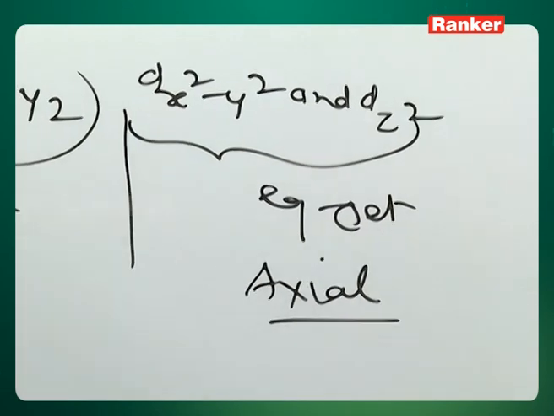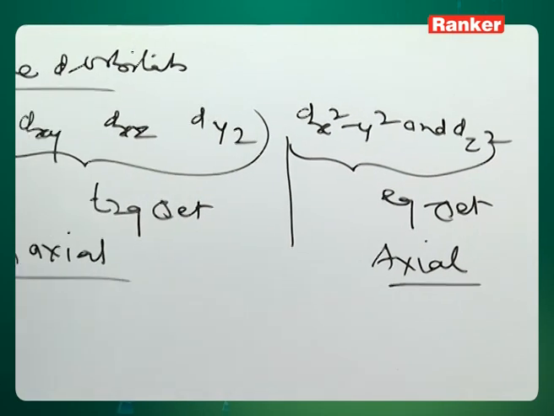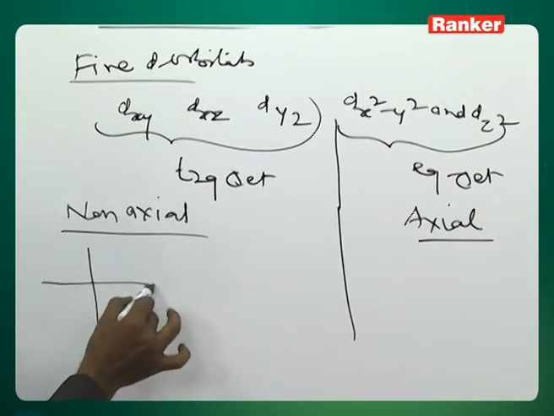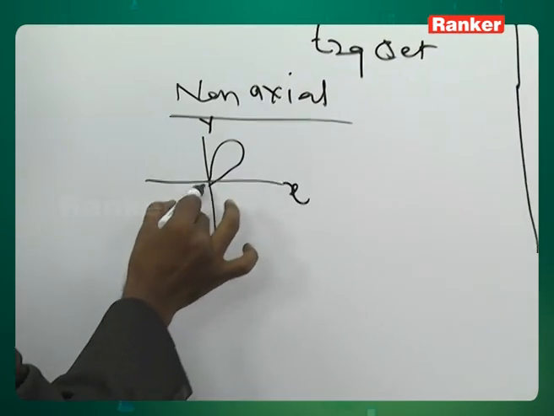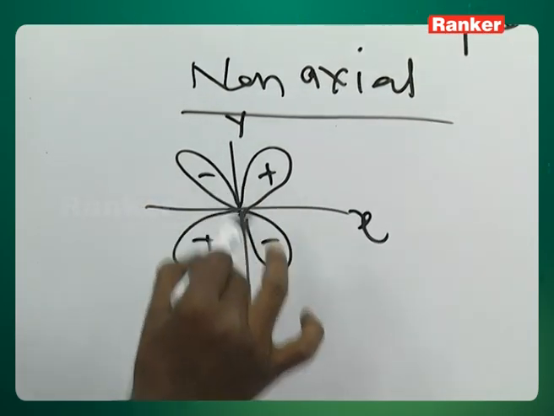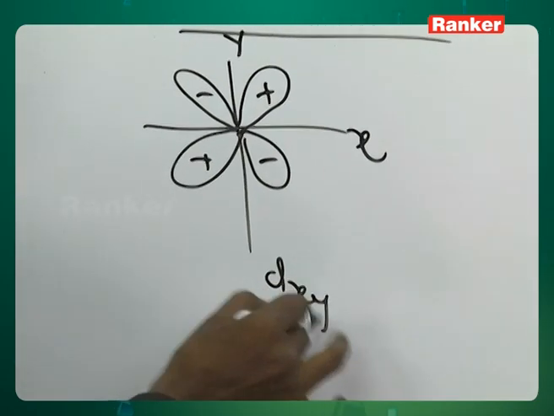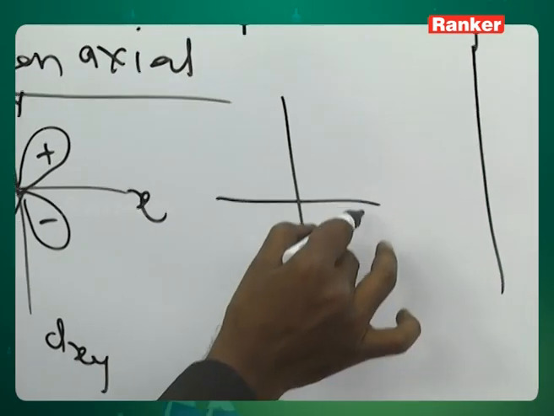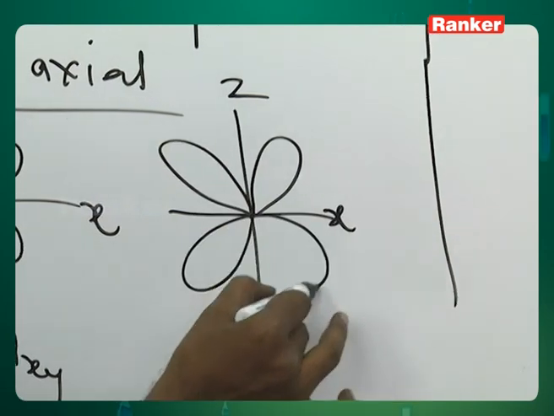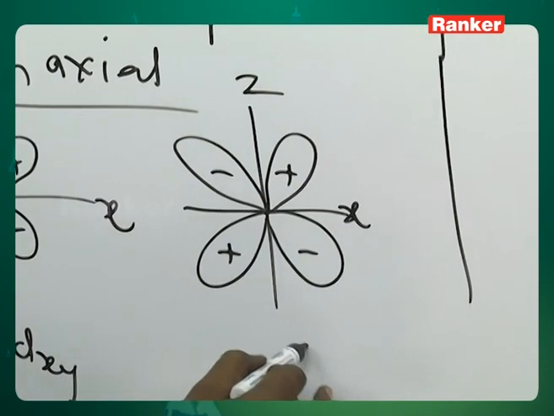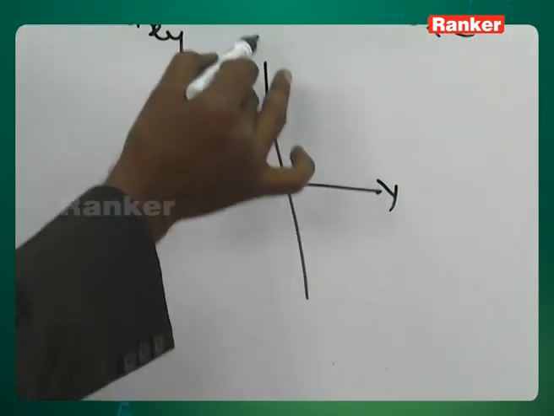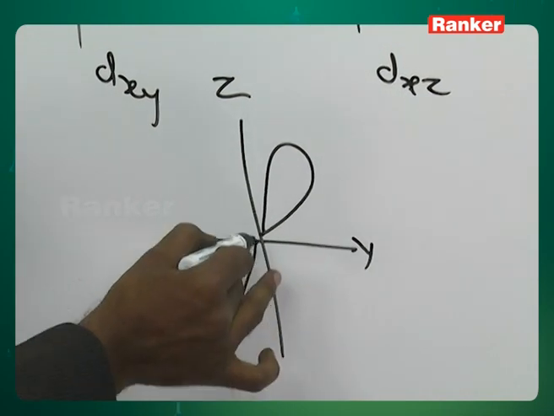Next, these interstitial compounds exhibit some special properties. What are the properties exhibited by these interstitial compounds? First, their chemical properties are more or less identical to the chemical properties of the parent metal. Next, physical properties: they differ from the parent metal. Physically they are different, but chemical properties are more or less identical to the parent metal.